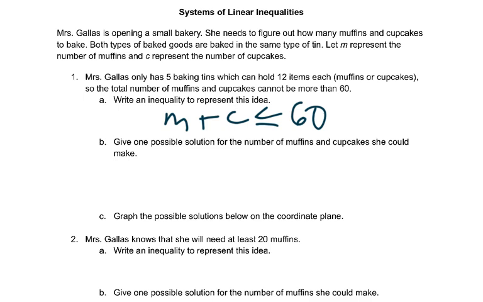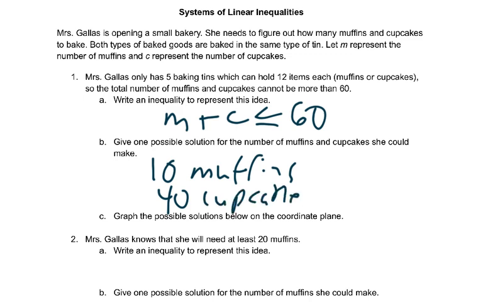So give one possible solution for the number of muffins and cupcakes she could make. So for instance, she can make 10 muffins and 40 cupcakes because 10 plus 40 is 50, which is less than or equal to 60. So that's one possible solution. So now let's go ahead and graph it on the next page.